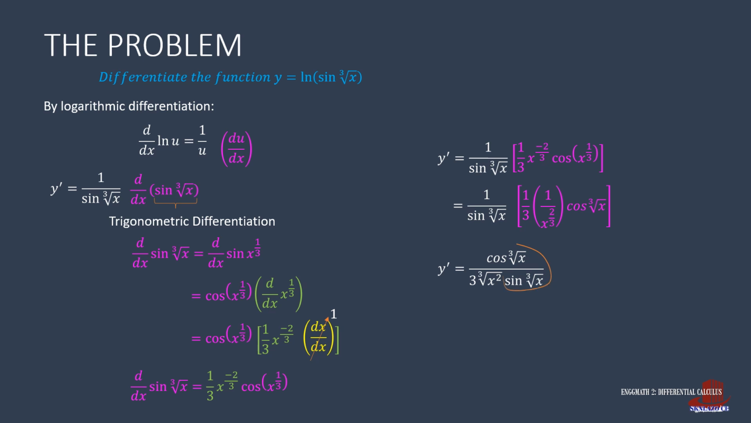Now look closely at the trigonometric functions. Cosine all over sine is one of the quotient identities, and this is equal to cotangent, thus reaching the final answer of y prime as cotangent of the cube root of x upon 3 with the cube root of x squared.